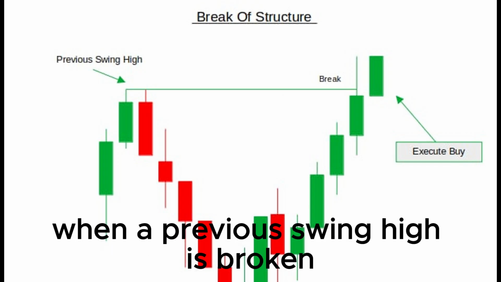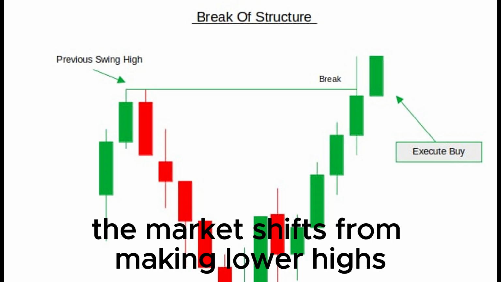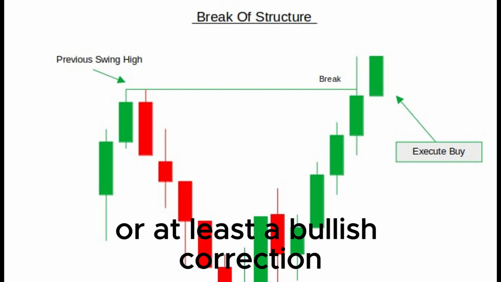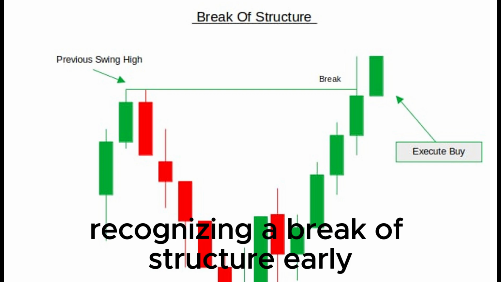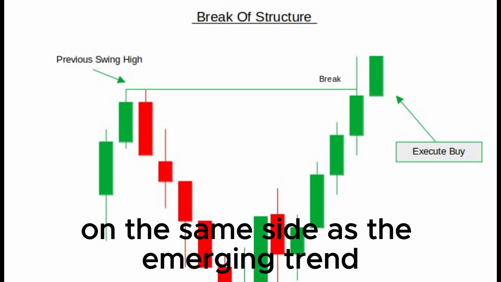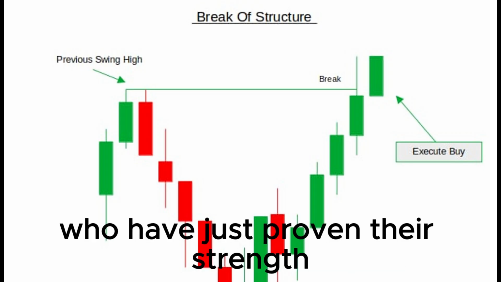When a previous swing high is broken and price closes decisively above it, the market shifts from making lower highs to making higher highs, marking the start of an uptrend or at least a bullish correction. Recognizing a break of structure early allows a trader to position on the same side as the emerging trend, joining the momentum created by the buyers who have just proven their strength.